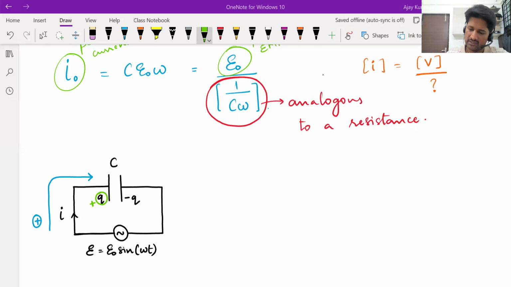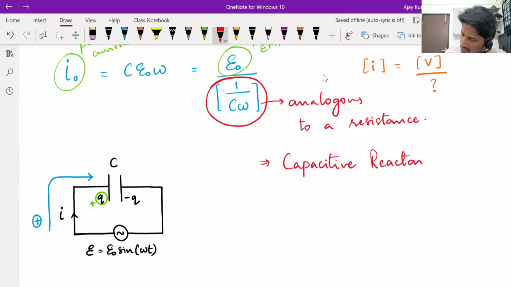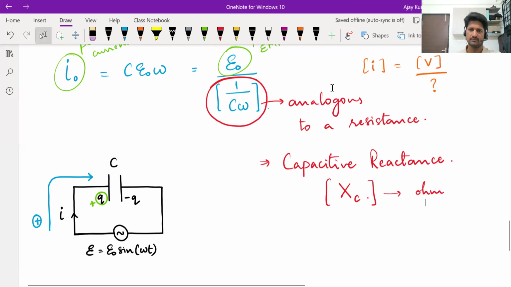And this term 1 by C omega, we don't call it resistance, we call it capacitive reactance. Resistance offered by a capacitor, we call it capacitive reactance, and the symbol for it is Xc. And dimensionally, it should be same as resistance. So the unit will be ohm itself. Dimensions also will be same as dimensions of resistance.